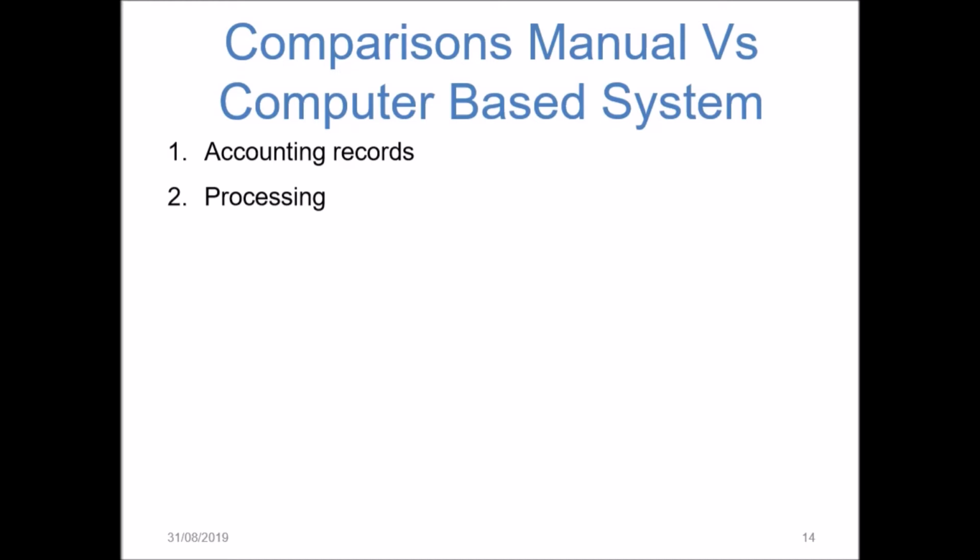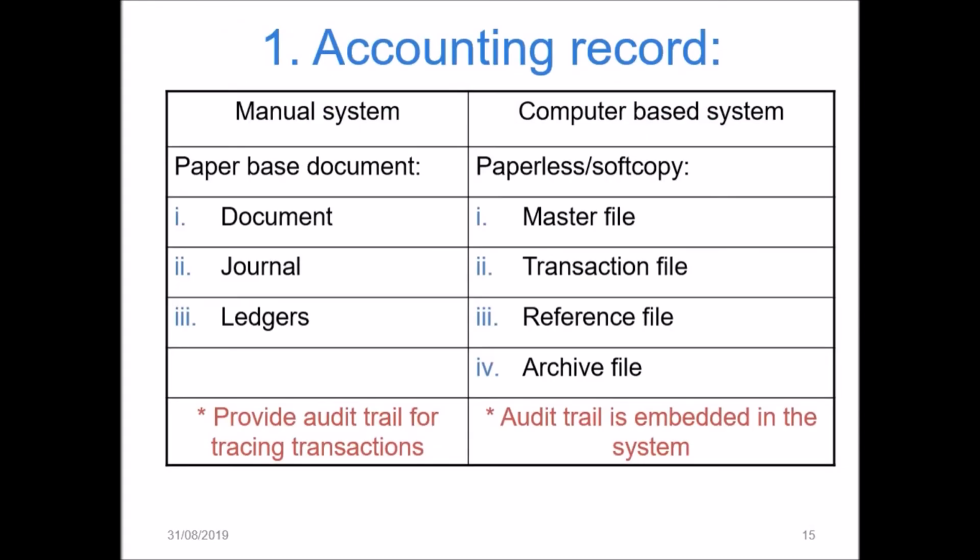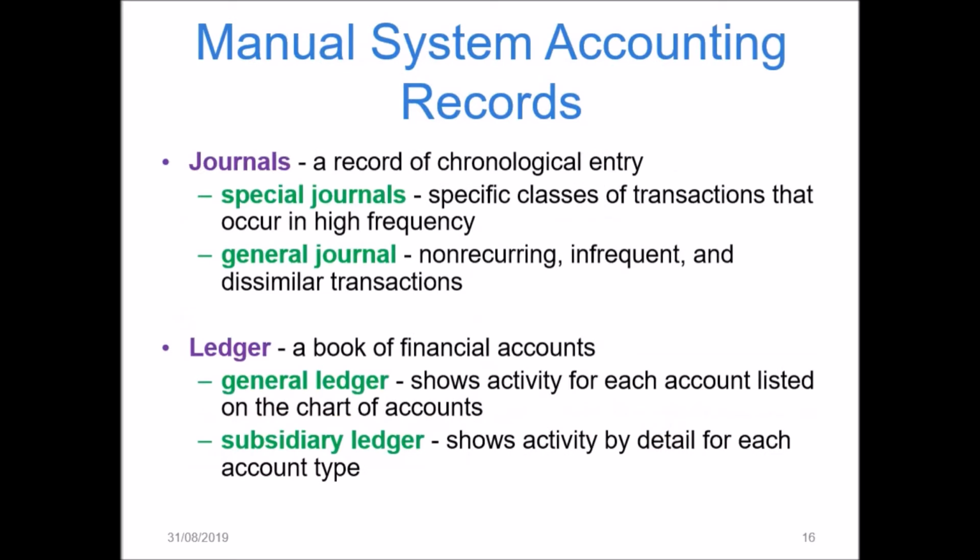Okay, so next is the comparison between manual versus computer-based system, in terms of accounting records and processing. When we talk about accounting records, in the manual system we have document, journal, and ledger, and in the computer-based system we have master file, transaction reference file, and archive file. So what is a document? When we talk about document, there are three types: source document, product document, and turnaround document. I believe we have notes on it.